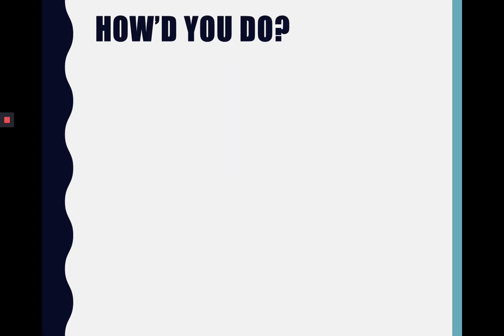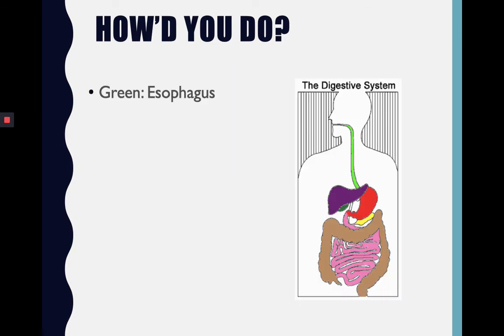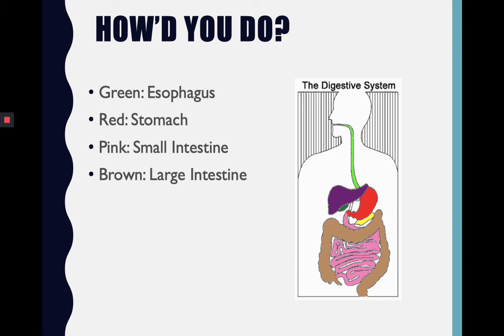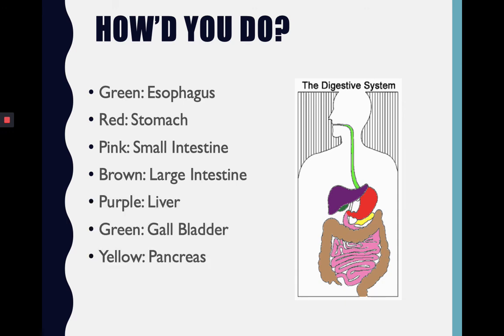So here, how did you do? Here, the green is esophagus, the red is actually the stomach, pink is a small intestine, brown is the large intestine, purple is liver, green is the gallbladder, yellow is actually the pancreas.